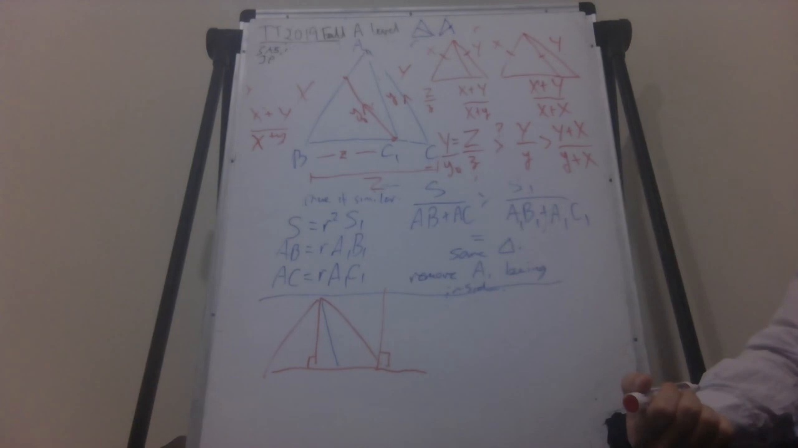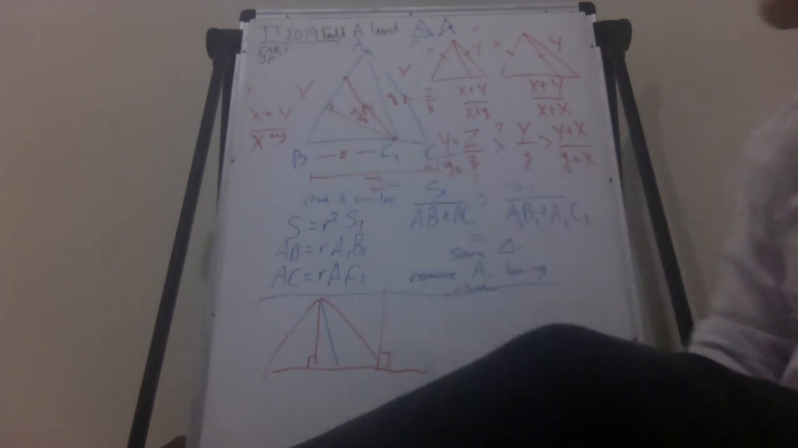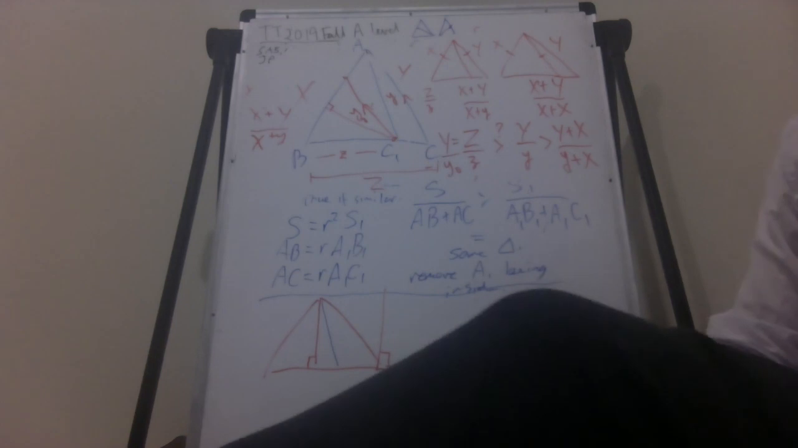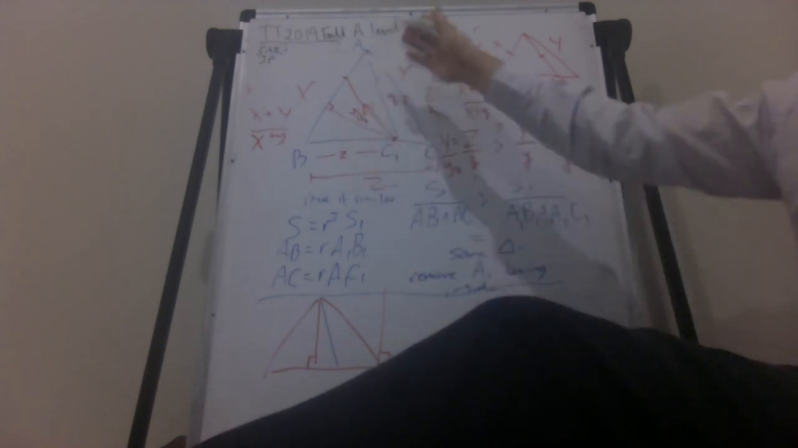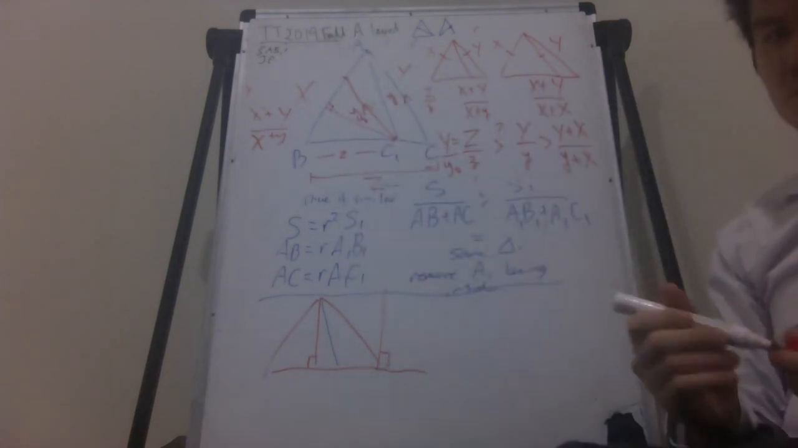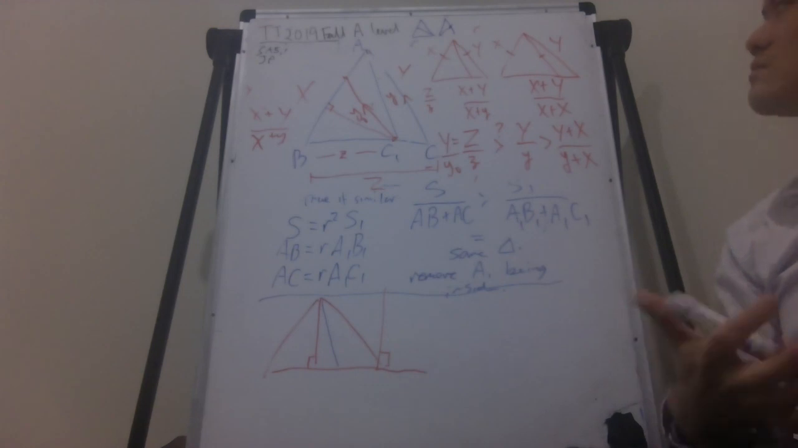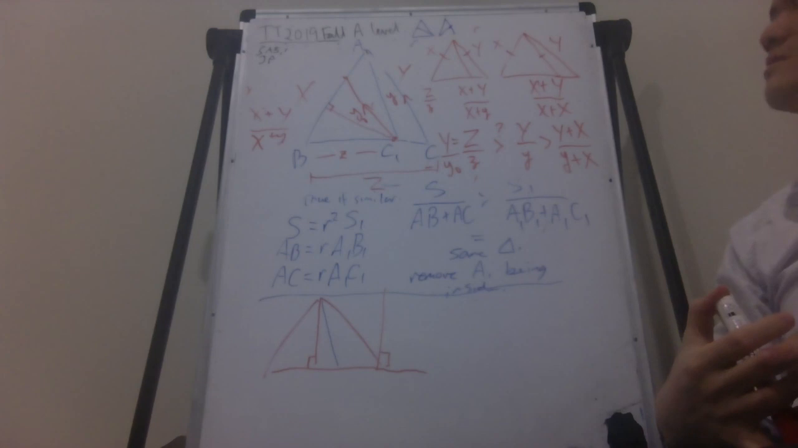Okay, but it's the same argument as before, isn't it? Remember? Because it's an acute triangle, this hypotenuse is always bigger than this hypotenuse by Pythagoras. So in some ways the two cases are the same, yeah?